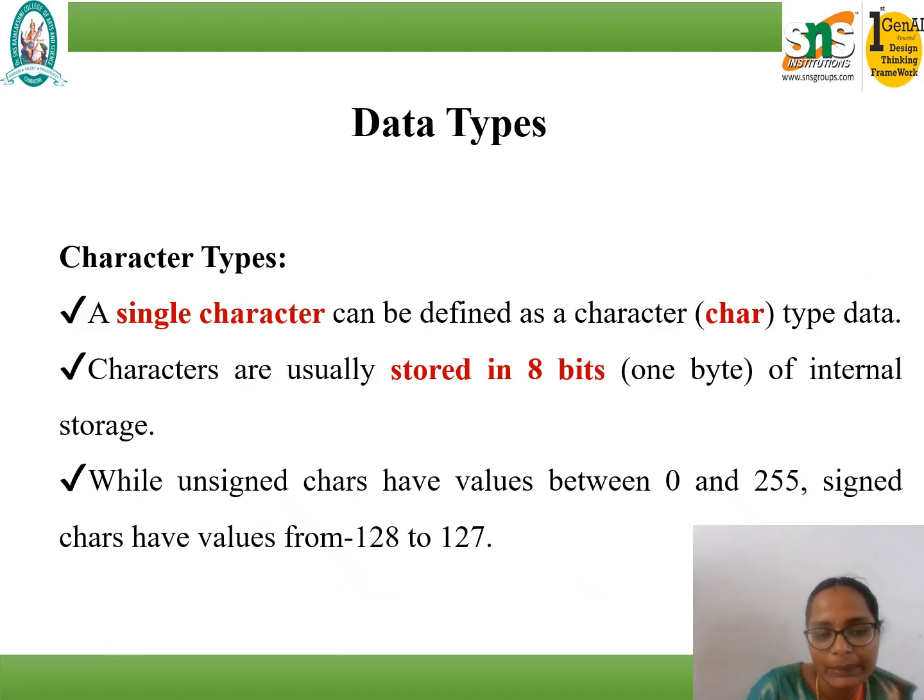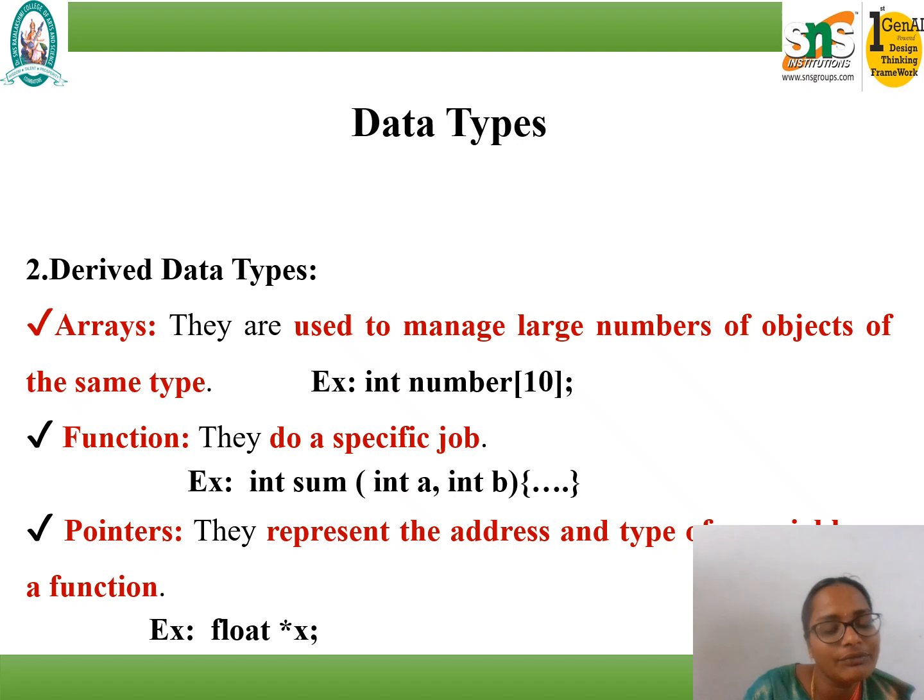Next, character type. A single character can be represented with the help of character type. It can store 8 bits of information. The unsigned character and character will be used. Next, derived data types. We have derived data types like arrays, functions, pointers, union, and structure. These are called derived data types.